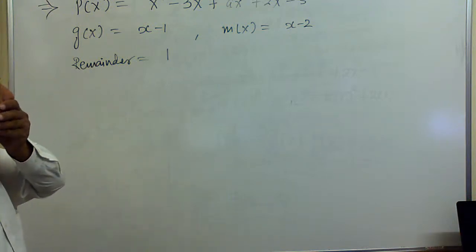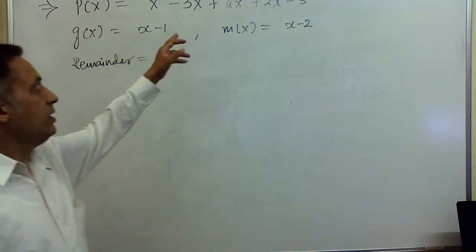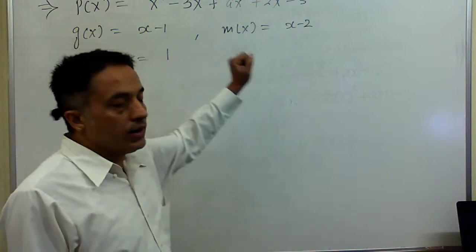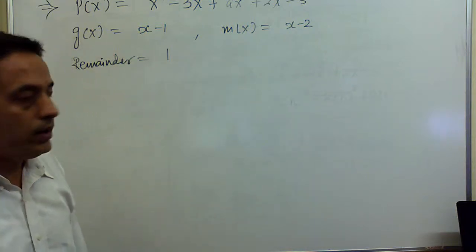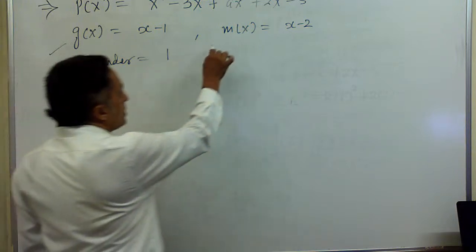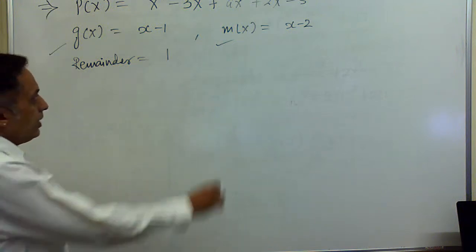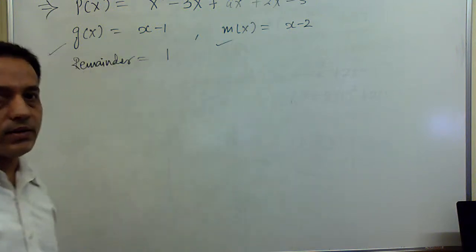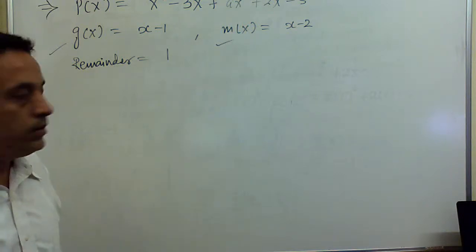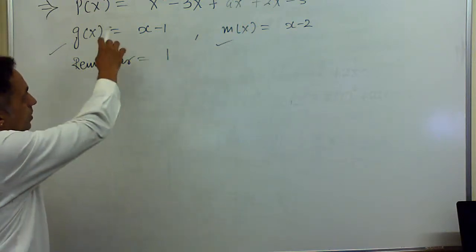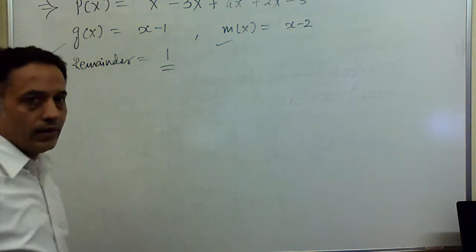P of x is equal to x raised to 4 minus 3x raised to cube plus ax square plus 2x minus 5, and two divisors are given. The one is g of x is equal to x minus 1 and the other one is m of x is equal to x minus 2. When you divide p of x by both divisors, the remainder is the same for both, 1.